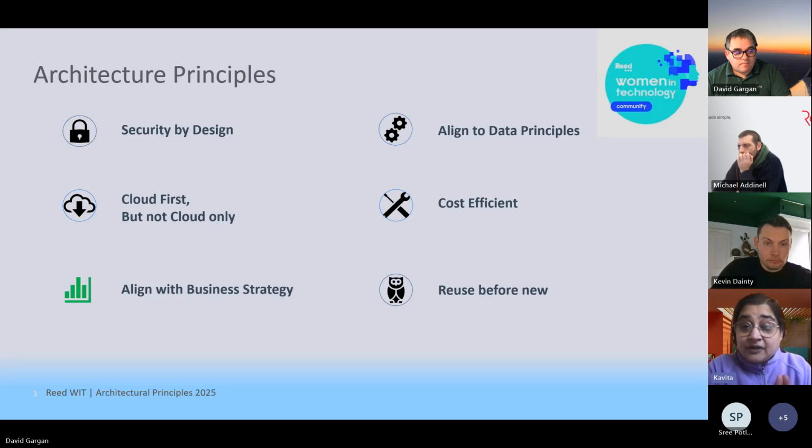So yeah, cloud first, again, this links to that principle. Cloud first is great. It provides great, superior capabilities, but is cloud always the solution? Again, this needs to be viewed along with other principles like business strategy and security. So I don't see this principle on its own, but it's a key factor which will influence a lot of solutions. And reuse before new.